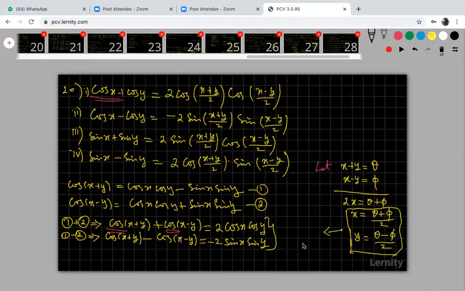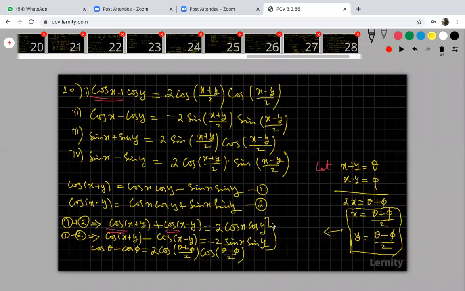What happened? See that. Just substitute that. What is your answer? Substitute these two values, x is (theta plus phi) by 2, y is (theta minus phi) by 2, in these two equations. What are you getting? So I am getting cos of this x plus y, which is theta, plus this x minus y, which is phi: cos theta plus cos phi equals 2 times cos x. What is my x? Cos of (theta plus phi) by 2, and into cos of y. What is my y? (Theta minus phi) by 2.